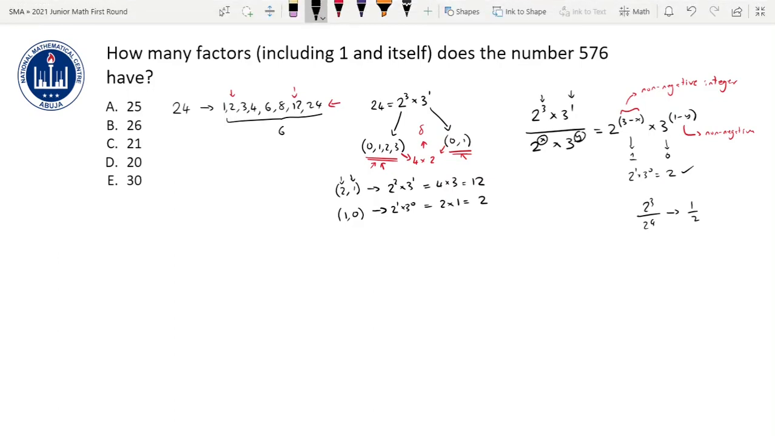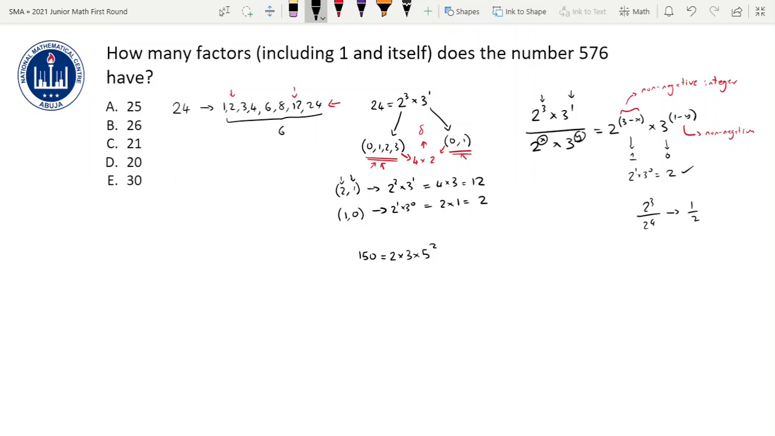So let's talk about a bigger number. Let's say we want to count the number of factors that 150 has. If you write 150 as a product of its prime factors, sorry, this is going to be 2 times 3 times 5 raised to the power 2. So that's 2 times 3 times 25.